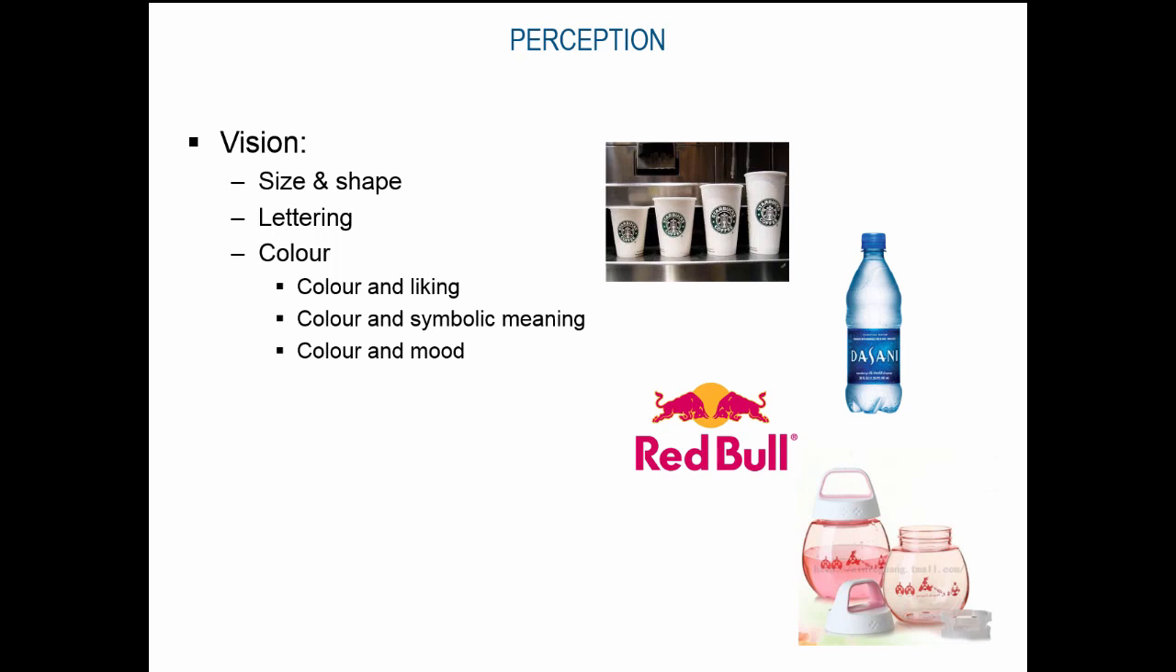The type of lettering or font used on a package can also make a difference. Some fonts are more liked than other fonts. And color can have multiple meanings. For example, different colors can symbolize different things. Red can symbolize energy, speed, danger, whereas blue can symbolize peace, calm, and purity. Different colors can even induce different moods in consumers. For example, red can induce a more restless, high adrenaline mood, whereas green can induce a calmer mood. And these meanings, of course, can vary across different cultures.